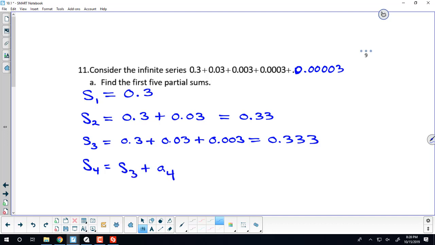So we could say that, right? Because this right here is your third partial sum. And to get the fourth partial sum, we just take this here, which is s sub 3, and then we add the next term. Our next term is a sub 4. So here's a sub 1 plus a sub 2 plus a sub 3 plus a sub 4. Everybody okay with that?